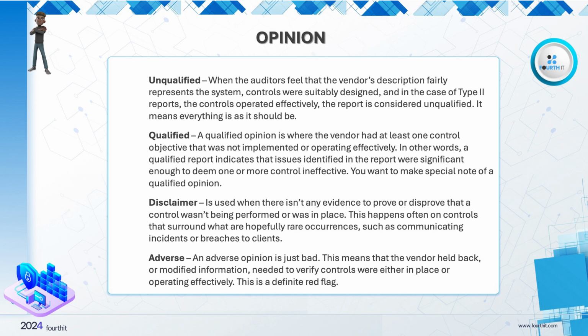Qualified opinion. A qualified opinion is where the vendor has at least one control objective that was not implemented or did not operate effectively. In other words, a qualified report indicates that issues have been identified which were significant enough to deem one or more of the controls ineffective. So you want to make a special note of a qualified opinion. In other words, it failed. It's a little confusing because of unqualified and qualified. But an unqualified opinion means that nothing was found to qualify, compared to what we mean by a qualified opinion.